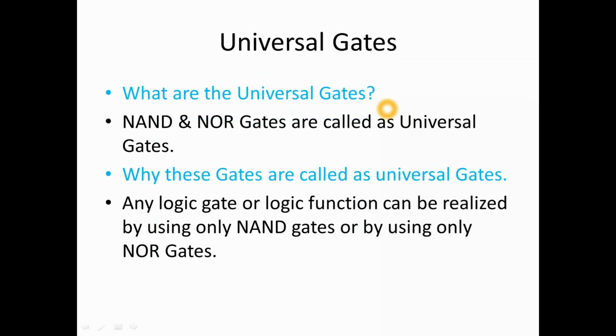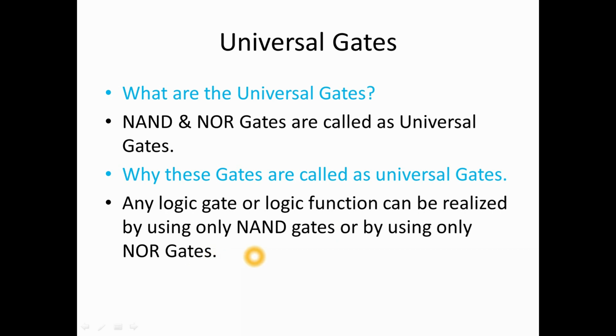Those are the logic gates, basic gates: NOT gate, OR gate and AND gate. Next let us discuss the universal gates. What are the universal gates? NAND gate and NOR gate are called universal gates. Why are these gates called universal gates? Any logic gate or logic function can be realized by using only NAND gates or by using only NOR gates.